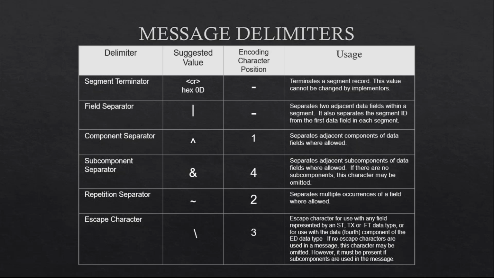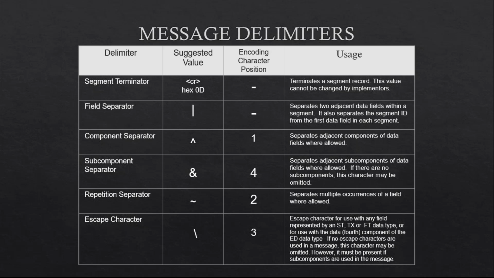The first one is the segment terminator. It's kind of a full stop. At the end of each sentence, we put a full stop in the English language. In the same way, at the end of each segment, we will ensure that there is a carriage return, which is called the segment terminator, so that whenever we are sending data to the other system, we put a segment terminator at the end so that the receiving system will understand that one single segment has been terminated or completed.